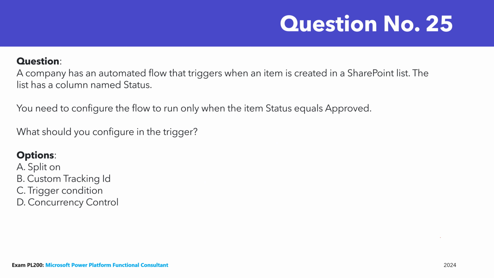Question. A company has an automated flow that triggers when an item is created in a SharePoint list. The list has a column named status. You need to configure the flow to run only when the item status equals approved. What should you configure in the trigger? Options. A. Split on. B. Custom tracking ID. C. Trigger condition. D. Concurrency control.